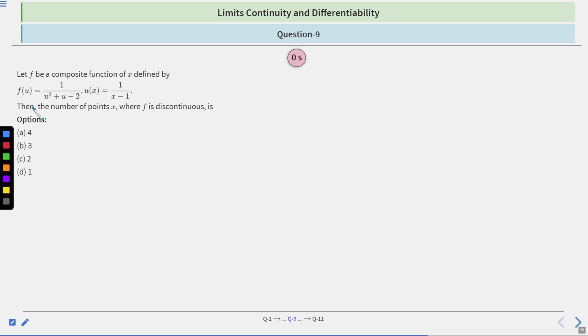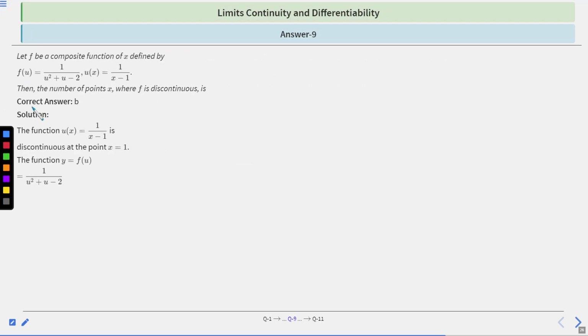Okay, let's move to the solution part C. See, this u(x) function is given by u(x) = 1/(x-1). As we know, it is discontinuous at point 1. Clear? So we have to basically check the number of points x where f is discontinuous. So 1 point we have got. Now let's check for the next point.